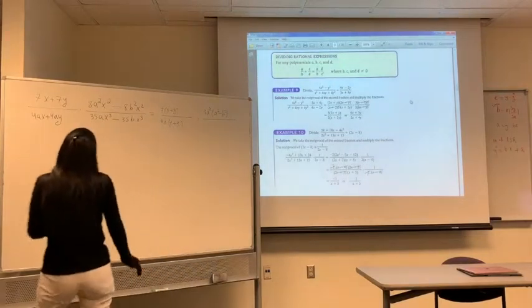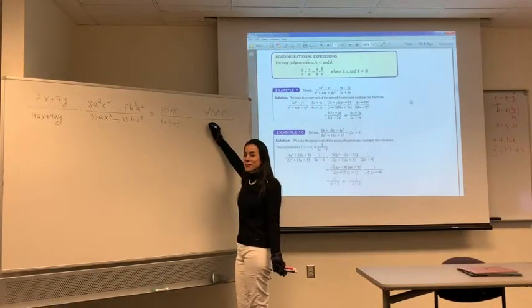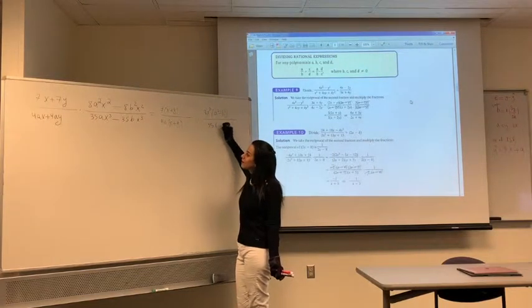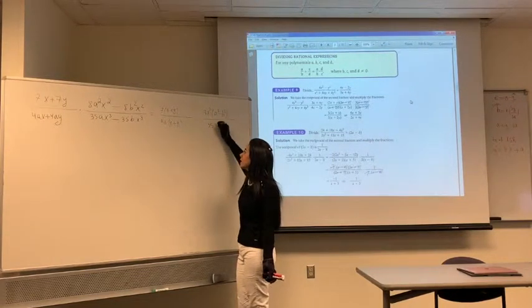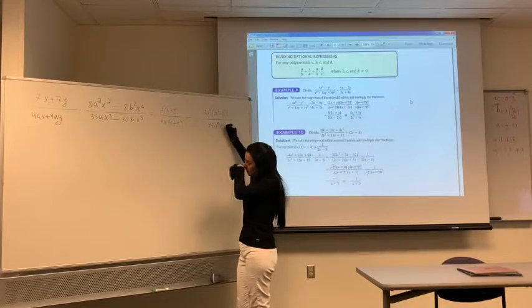Okay. So this one, the common is 35x to the third, x to the power 3 multiplied by a minus b.